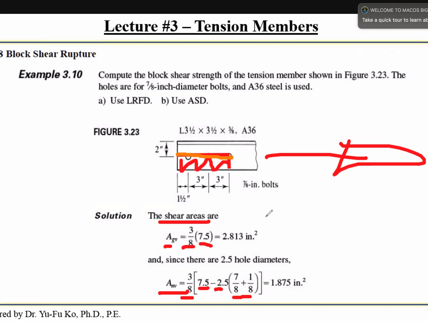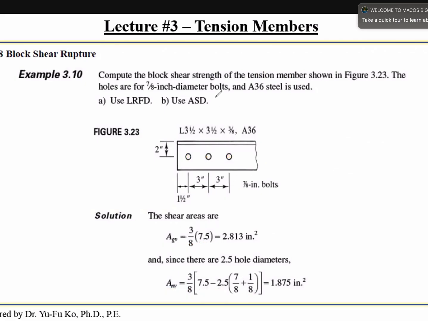Professor, can you explain the minus 2.5 and then times 7/8 plus 1/8? Sure, because the total length is 3 plus 3 plus 1.5, so no questions there. But to find the net, you need to subtract the distance occupied by the bolt diameter. So how many bolt diameters do you have along the shear area? 2.5. Yeah, 2.5. You got 1 bolt, 2 bolts, and a half bolt here. So 2.5 times the effective hole diameter.